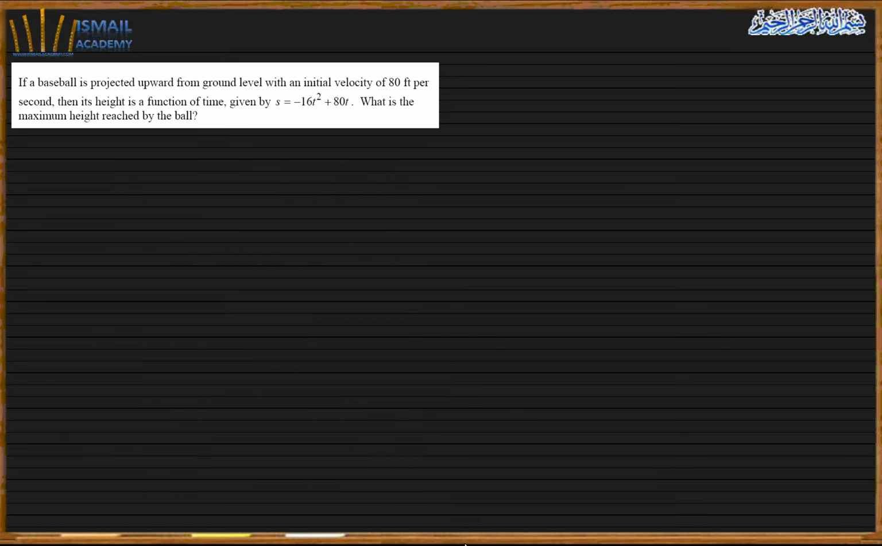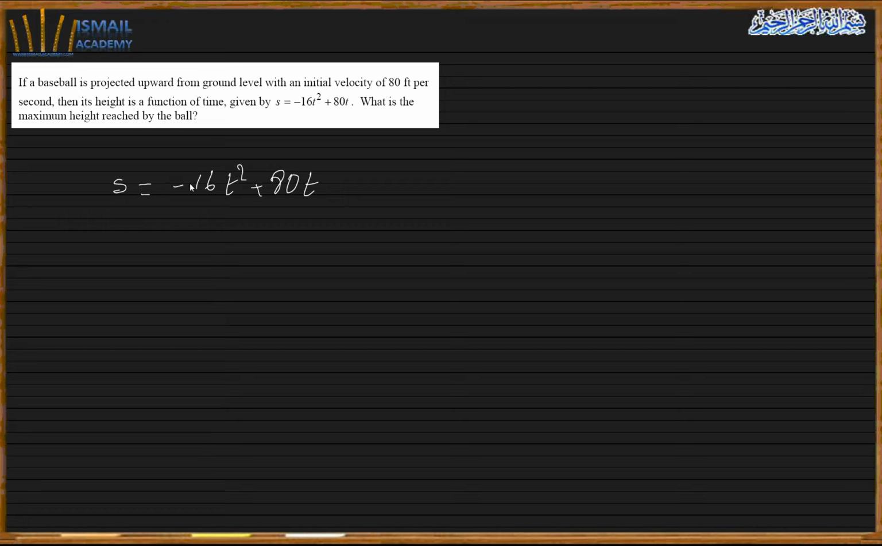Next question. If a baseball is projected upward from ground level with initial velocity 80 feet per second, then its height is a function of time, so it's given. This is the equation of the height, s equal minus 16t squared plus 80t. So what is the maximum height reached by the ball? That means here I'm looking for the vertex, because the vertex will give me the maximum of that function.